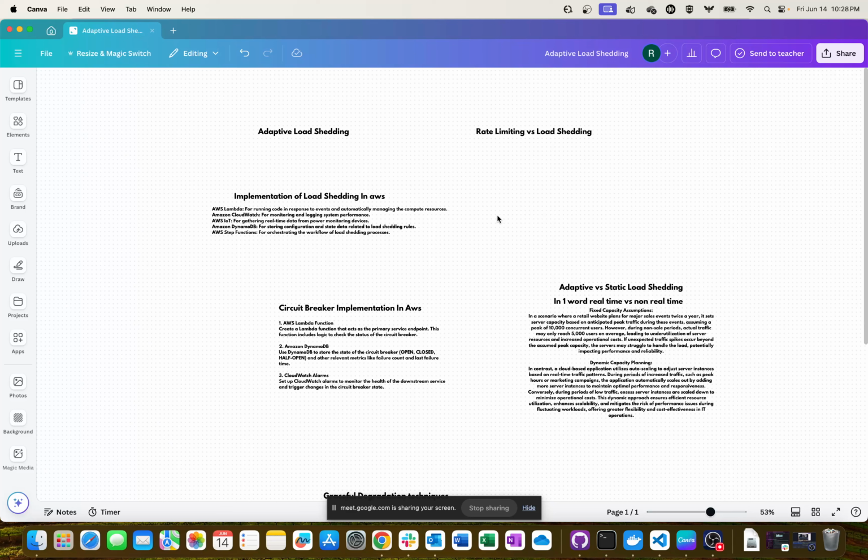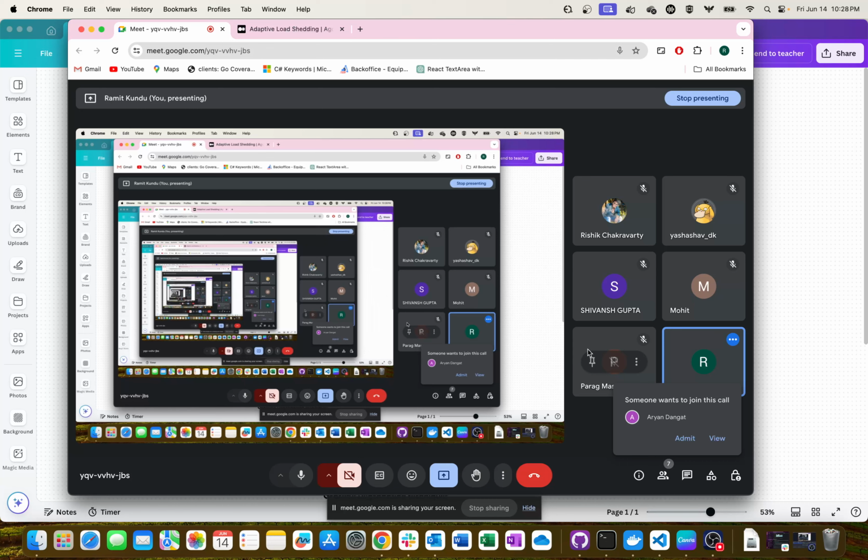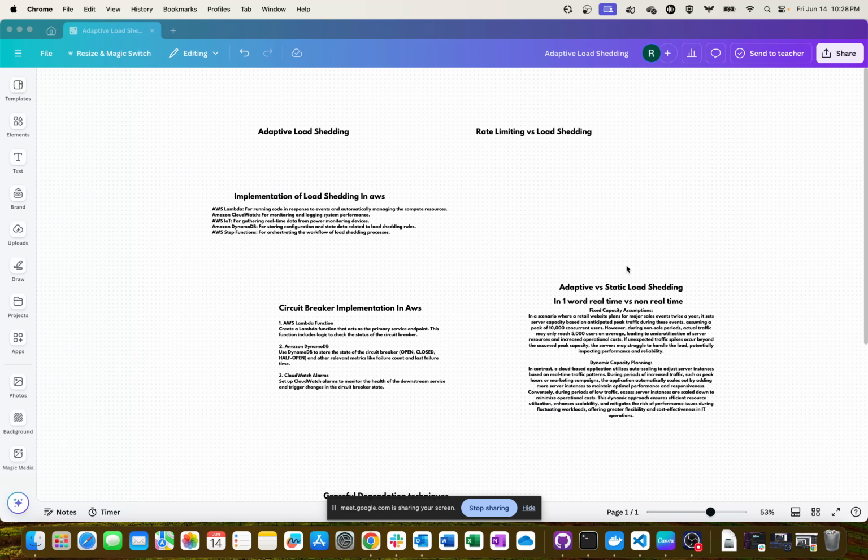Exactly. So rate limiting is basically an algorithm, and it can rate limit you based on various factors: the same IP address, different IP addresses, and various other things. Load shedding is a very different mechanism. I wouldn't say very different.